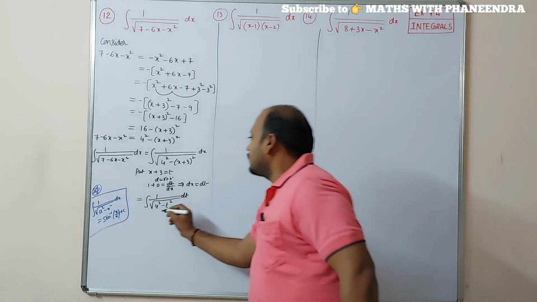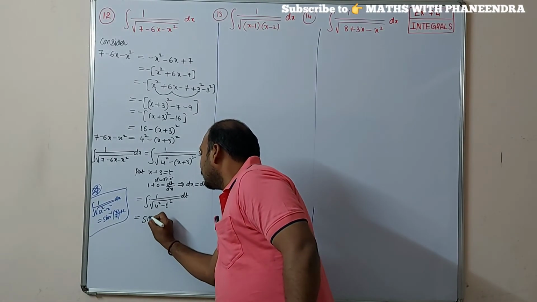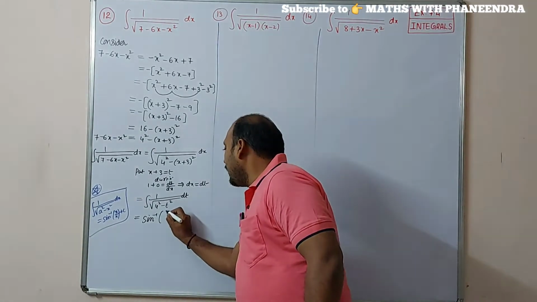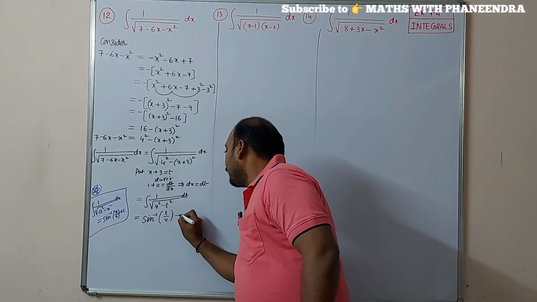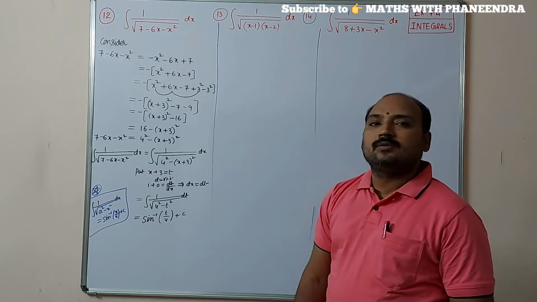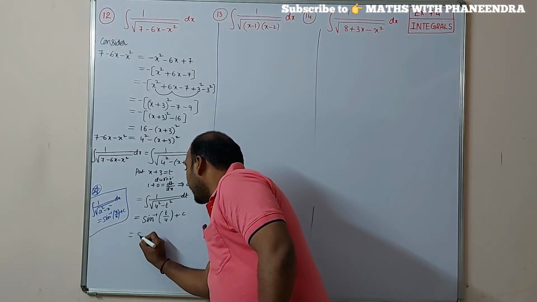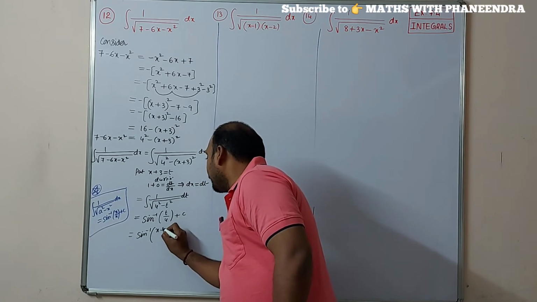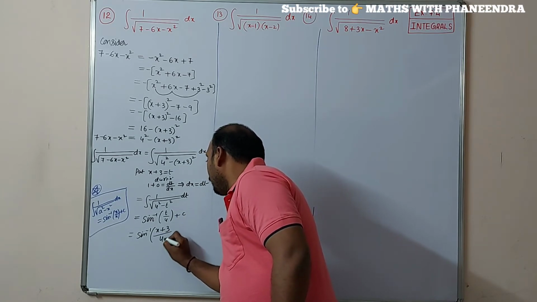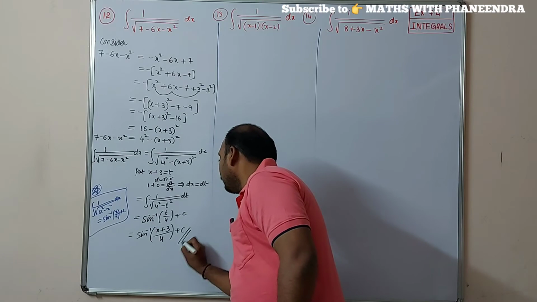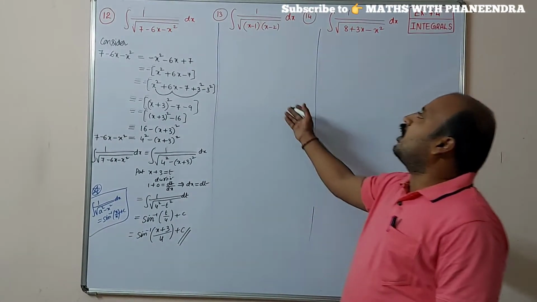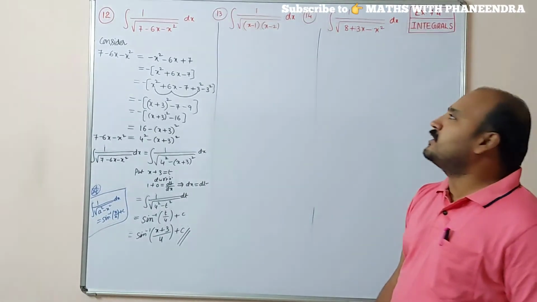So sine inverse t by 4 plus c, that is equal to sine inverse of, in place of t, x plus 3 divided by 4 plus c. That's the answer. The same procedure you have to follow for the next question itself.